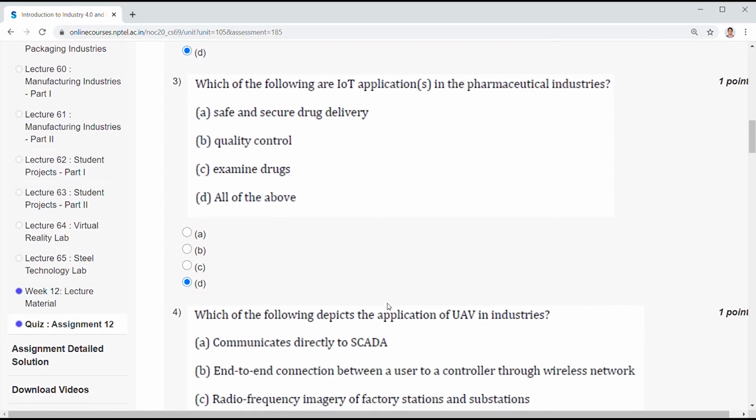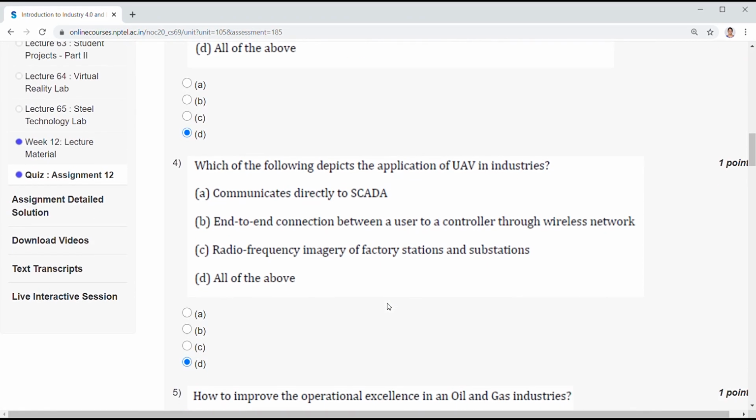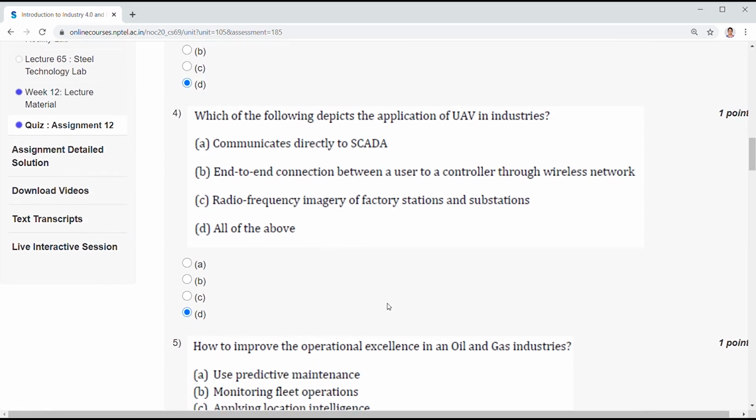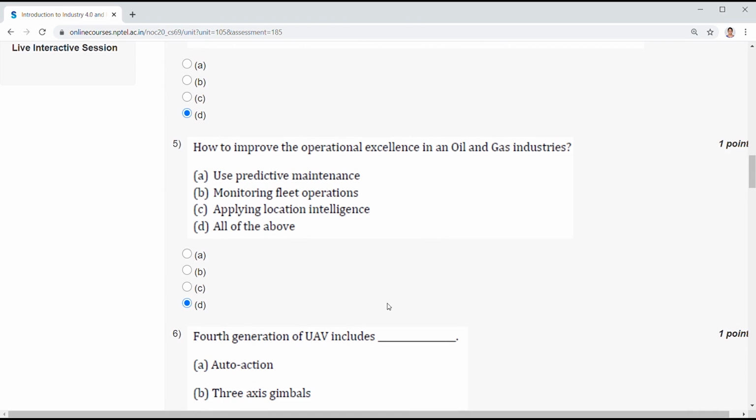Coming to the fourth question, which of the following depicts the application of UAV in industries? The options are A, communicates directly to SCADA. B, end-to-end connection between a user to a controller through wireless network. C, radio frequency imagery of a factory, stations and substations. D, all of the above. The right answer is all of the above. Coming to the fifth question, how to improve the operational excellence in an oil and gas industries? Options are A, use predictive maintenance, B, monitoring fleet operations, C, applying location intelligence, D, all of the above. The correct answer is D, all of the above.